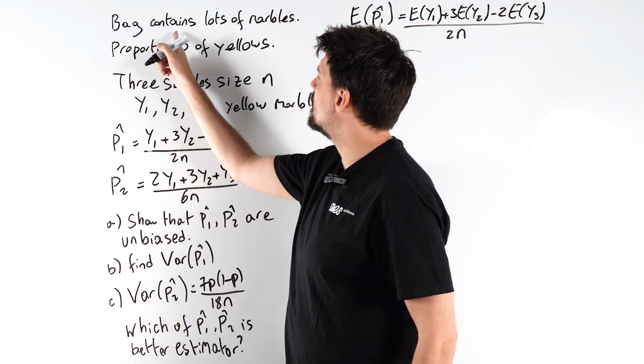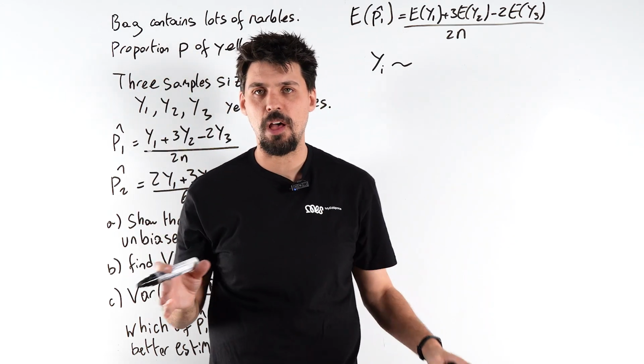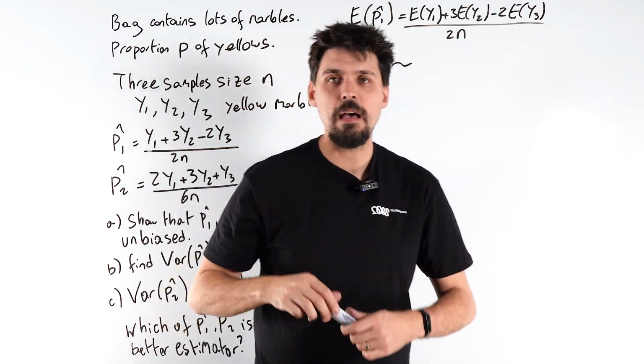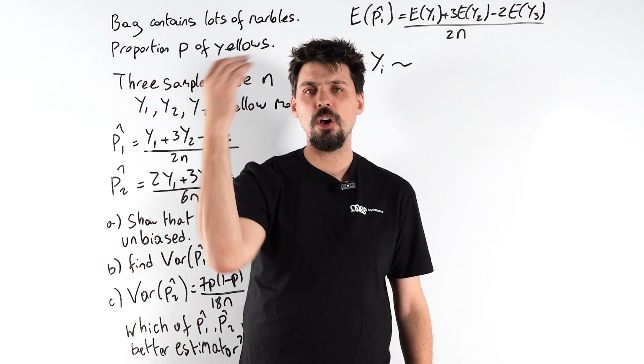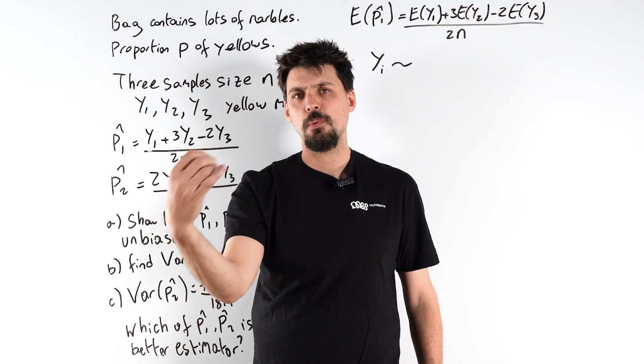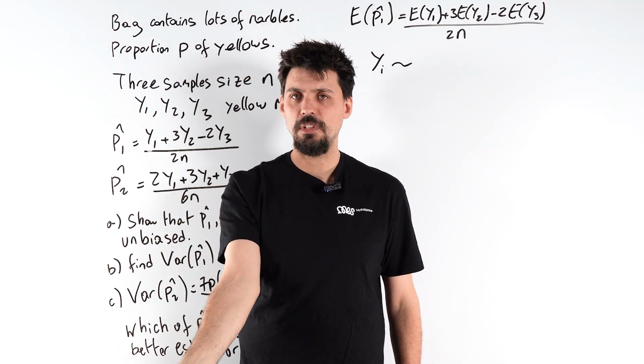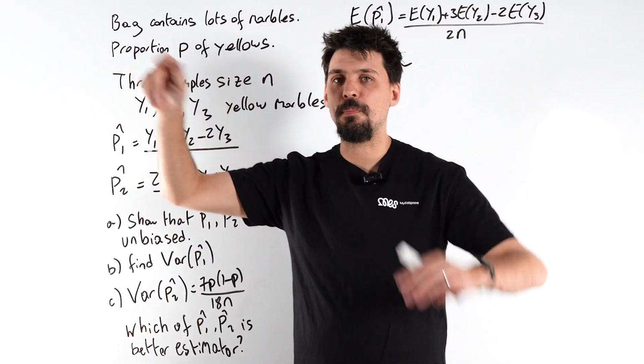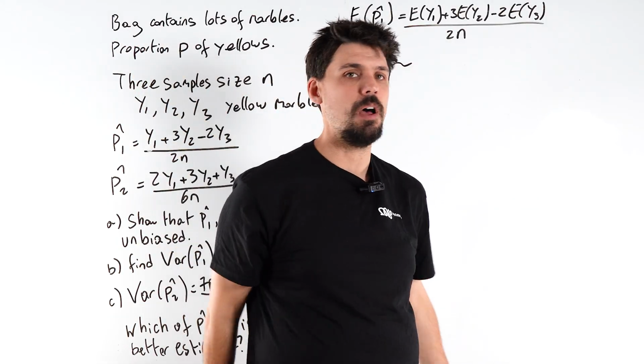Now, the fact is that this bag has lots and lots of marbles. The idea there is that by removing one yellow marble or a non-yellow marble, we aren't affecting the probability of pulling out the next yellow marble. That's the significance of it being a huge bag of yellow marbles.